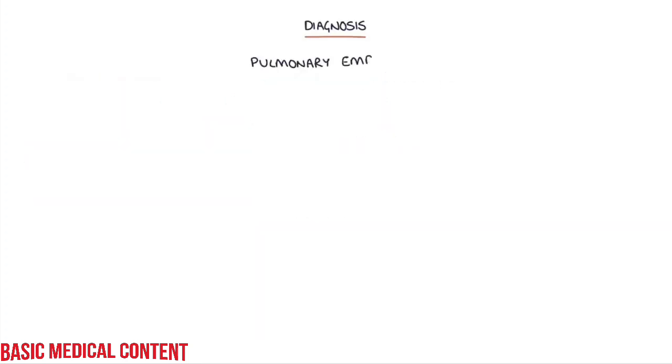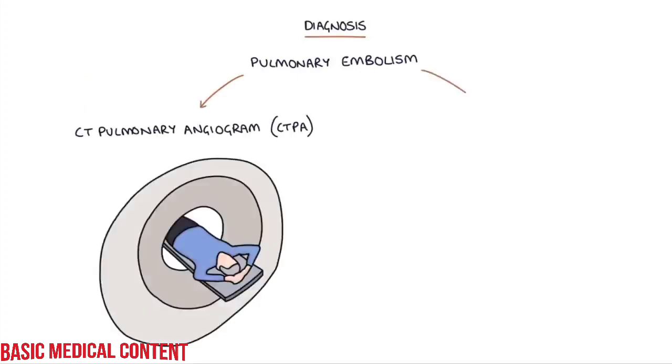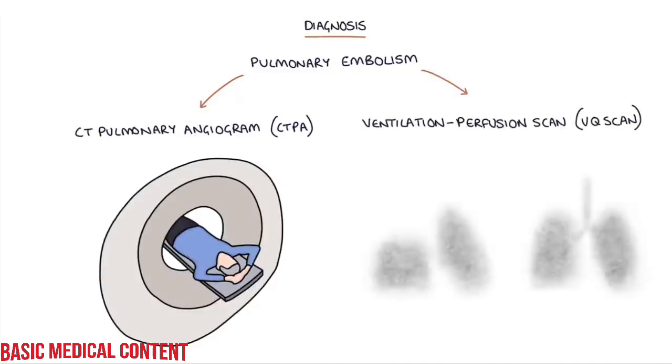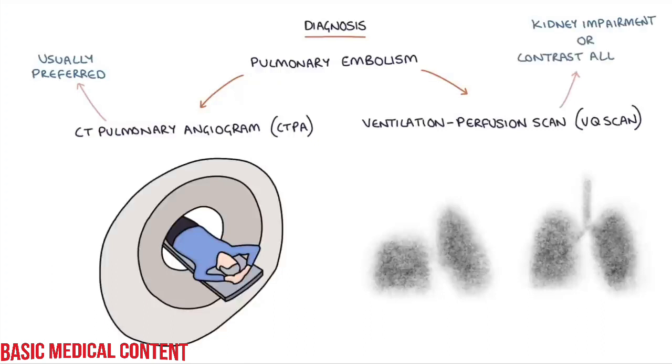A pulmonary embolism can be diagnosed using a CT pulmonary angiogram, or CTPA, or a ventilation perfusion scan, or a VQ scan. A CTPA is usually the preferred investigation unless the patient has significant kidney impairment or a contrast allergy.